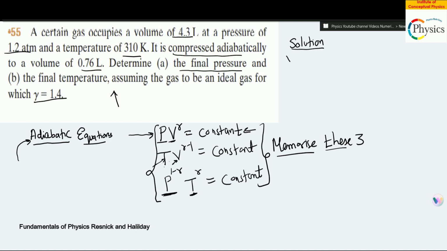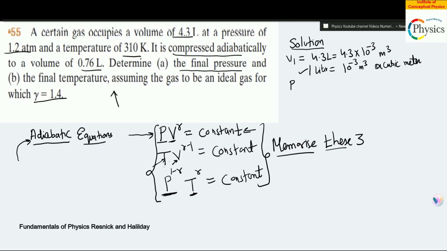So you know the volume V1 is given to be 4.3 liters, which is equal to 4.3 into 10 raised to power minus 3 meter cube. Remember, 1 liter is equal to 10 raised to power minus 3 meter cube, or cubic meter, right? Again, I'm telling you, the students forget this conversion. Looks very simple, but you will forget it.